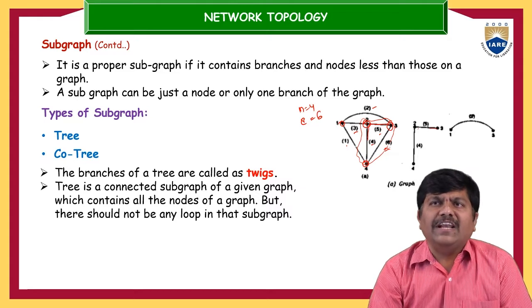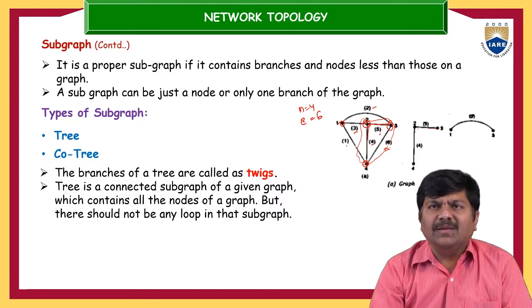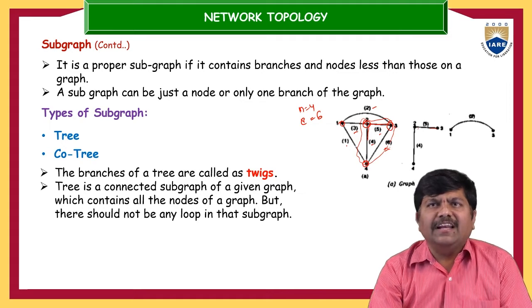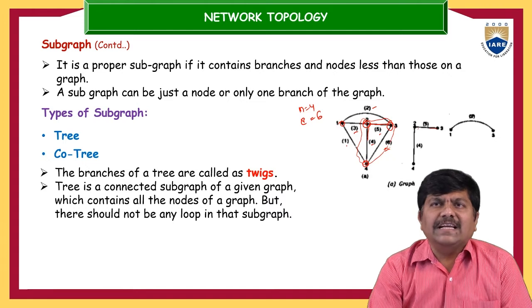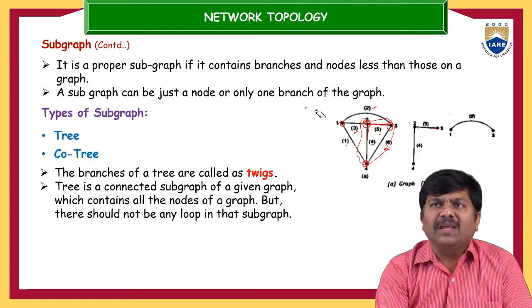The branches of a tree are called twigs. First, let me take what exactly a tree is. A tree is a connected subgraph of a given graph which contains all the nodes of the graph, but there should not be any loop in that subgraph. So this is a very important strategy here. The formation of the tree is very, very important.